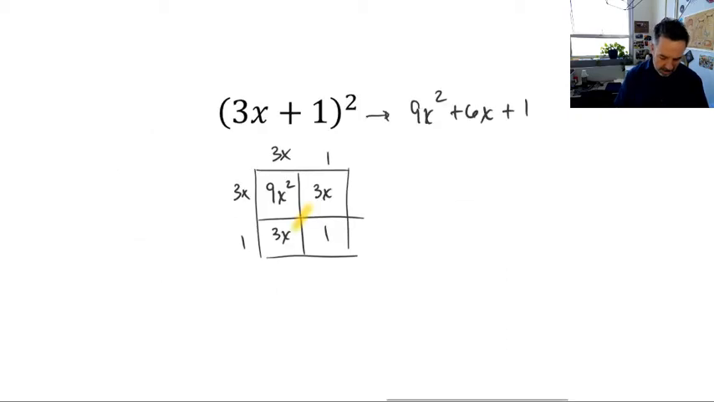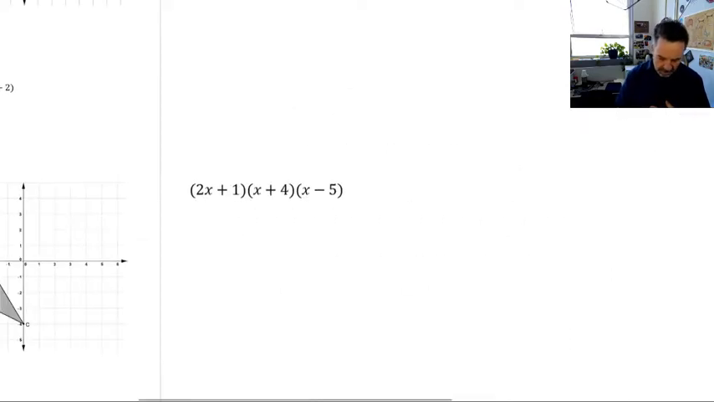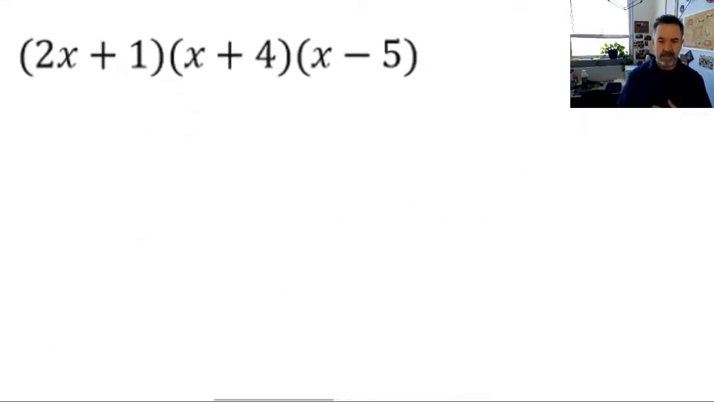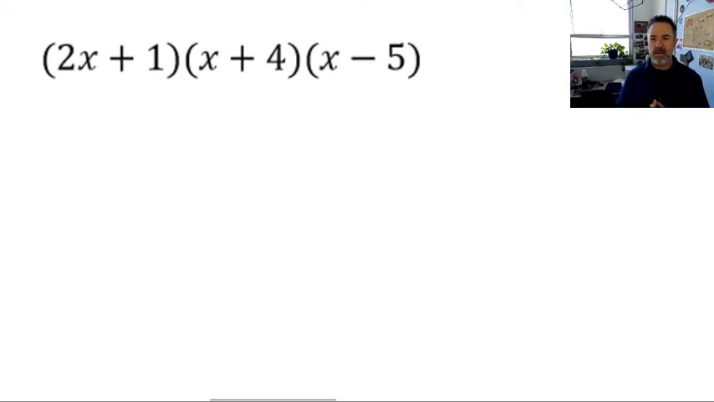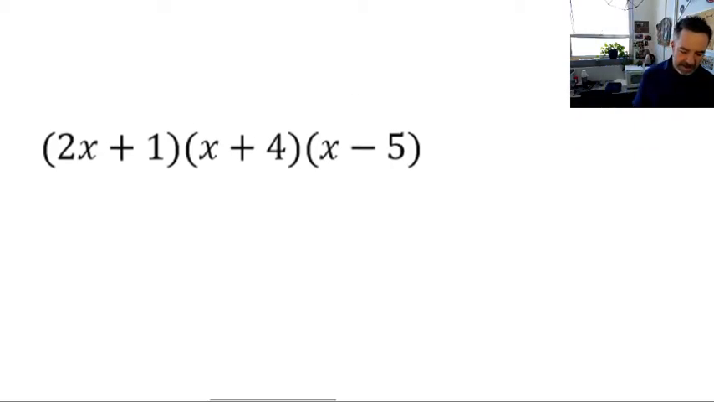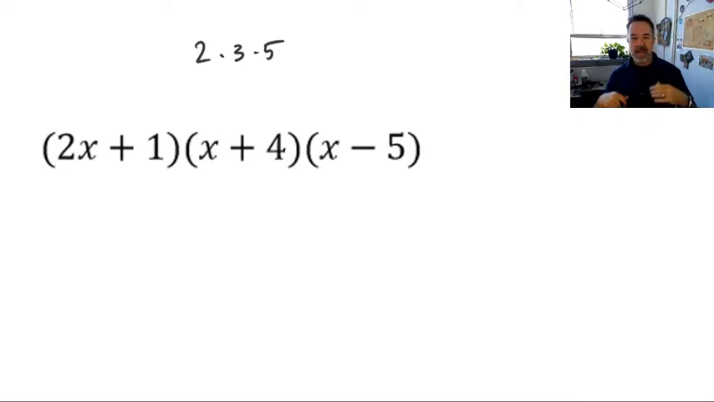So the other one that I want to do is this one, because it looks a little like, what? How can I do three things at once? Well, you don't do three things at once, right? If I was to ask you to multiply 2 times 3 times 5, you don't do it all at once, right? I can't even think that way.